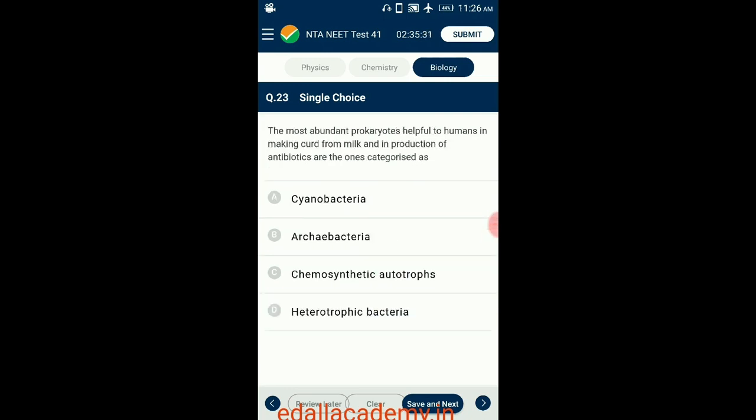Question number 23. Different prokaryotes helpful to humans in making curd from milk and in production of antibiotics are the ones categorized as. A maximum number of antibiotics are produced by mycelial bacteria known as actinomycetes, and most actinomycetes are saprophytic. It is generally called heterotrophic. Lactic acid bacteria that are used in the preparation of curd are also heterotrophic. So the answer for this question is heterotrophic bacteria. The correct option is D.